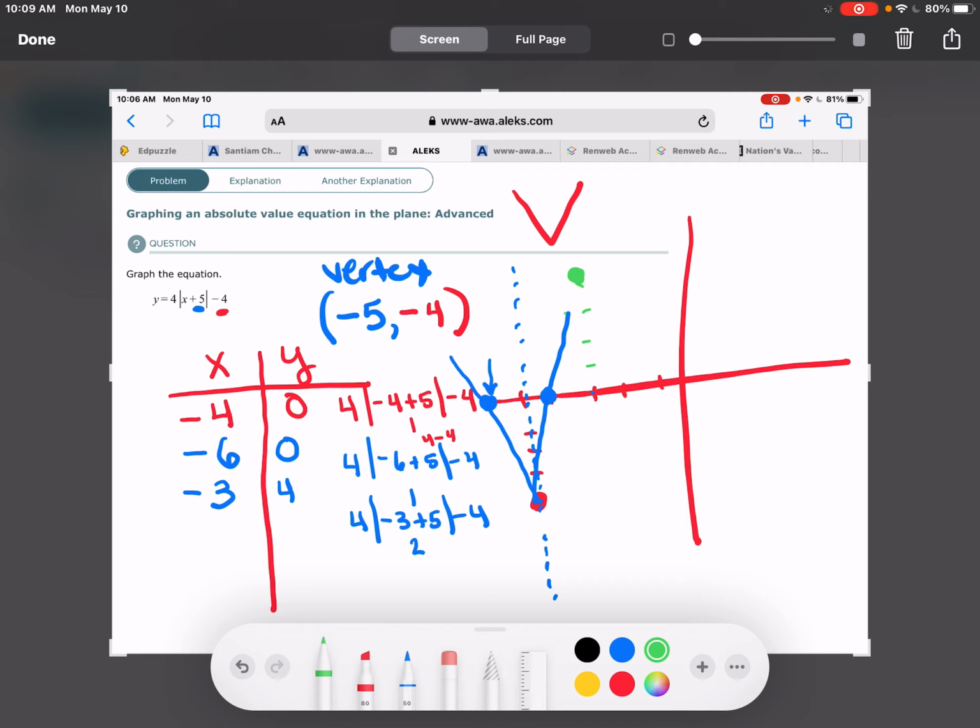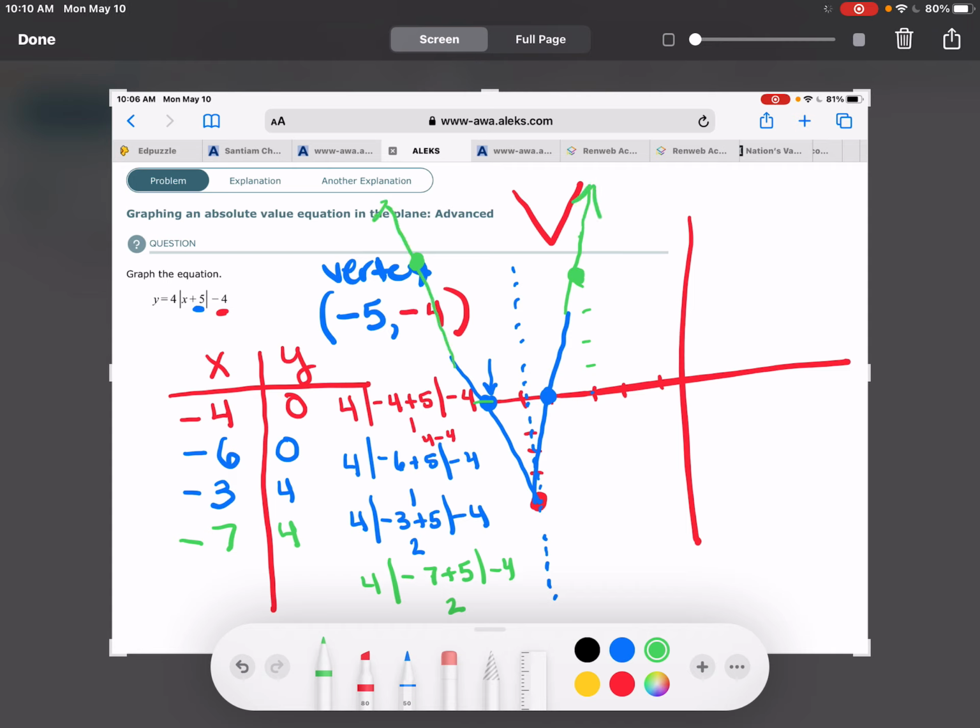So you can see that my graph is going to keep going through that. I could plug in a -7 to go further out on the left, and I would have 4 times the absolute value of -7 plus 5, minus 4. This makes a -2 inside the absolute value signs. -7 plus 5 is -2, but the absolute value of -2 is just 2. And then I'm going to do 4 times 2 is 8, and 8 minus 4 is 4. And so that's a good sign. I'm going to have this other value that's mirrored exactly across here. And I could keep going.